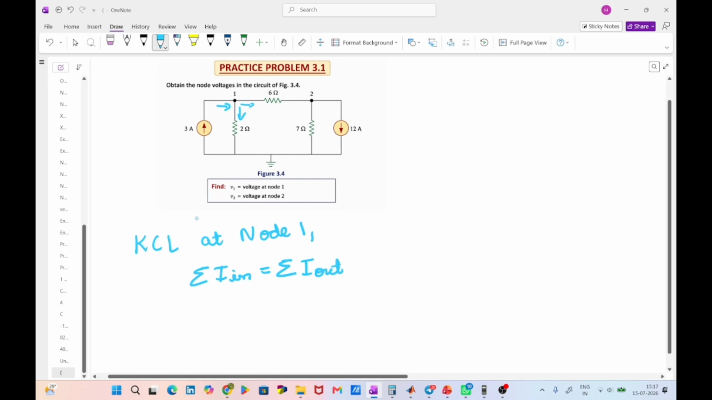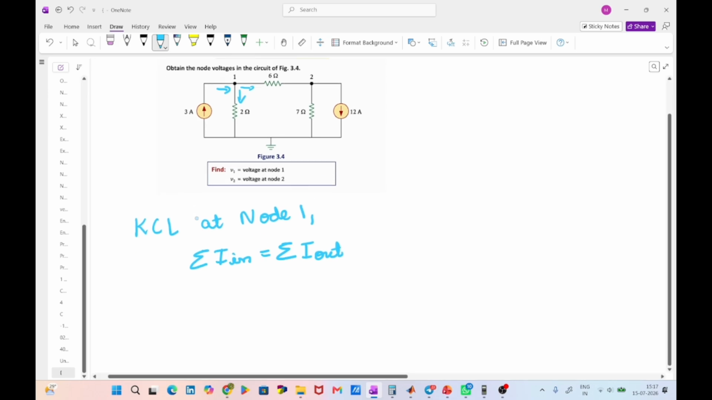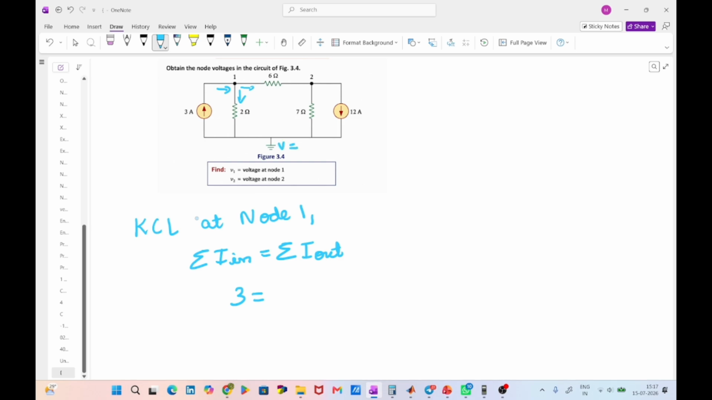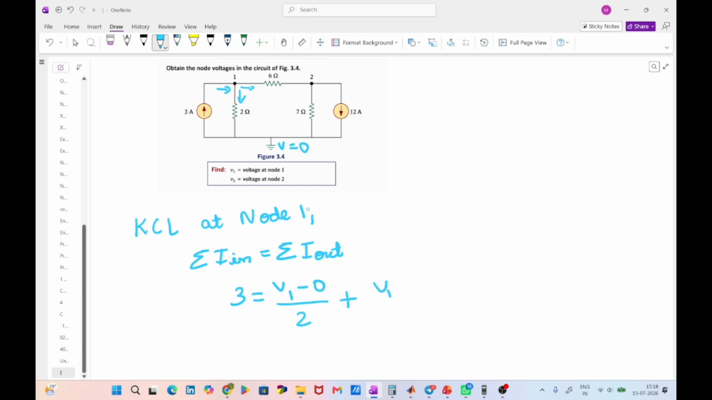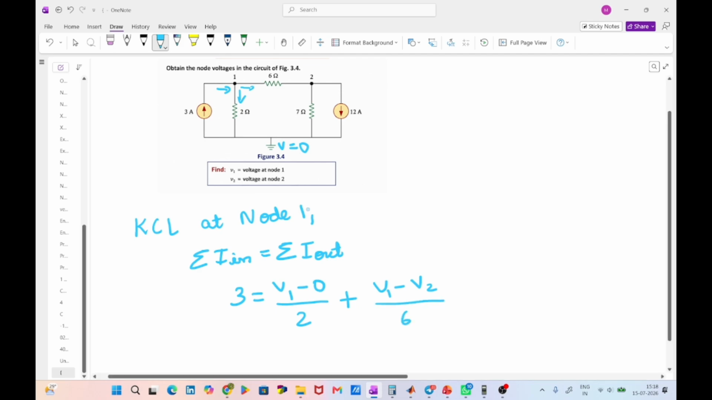Here, the current entering is the input current, that is 3, equal to V1 minus 0 by 2, since the voltage is 0 because it is grounded. Then plus V1 minus V2 by 6. Then we need to make the denominator 1.